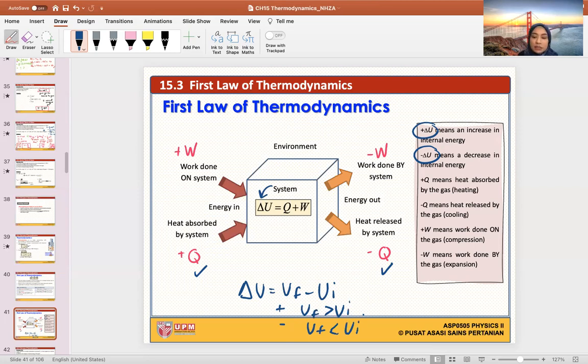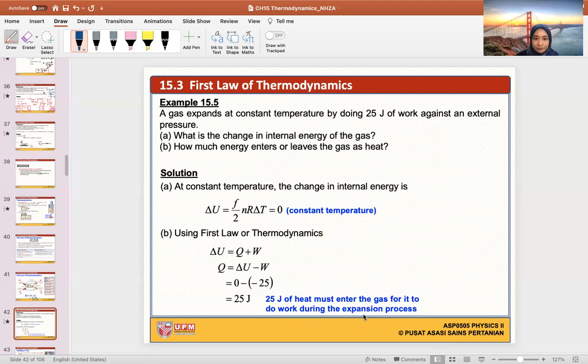Okay, this is common sense. You don't have to memorize. Okay, you have to understand it. Okay, moving on, we will learn what is positive W, what is negative W.